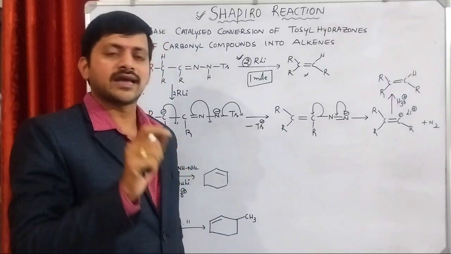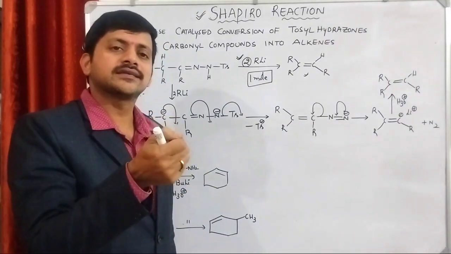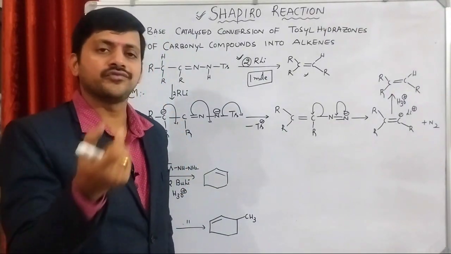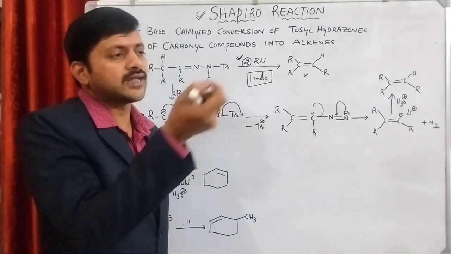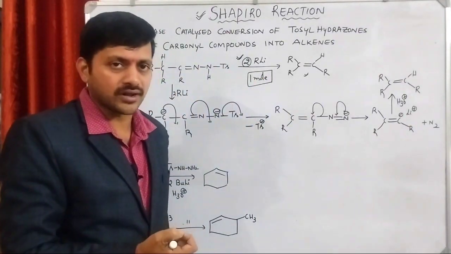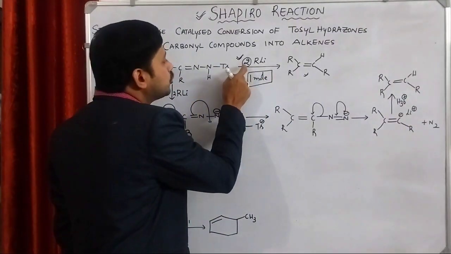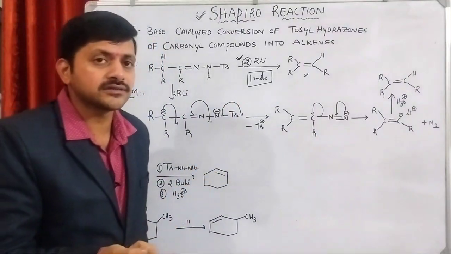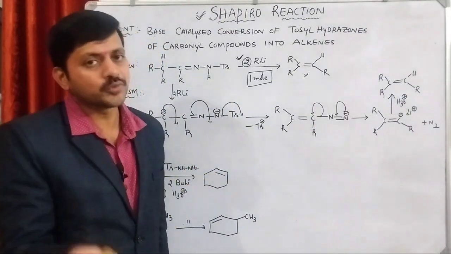Already we know that the base can easily remove a proton. So we have used 1 mole of base, that is used to remove 1 proton. But here we are using what? 2 moles of base. That's why what happens? This base will remove 2 protons.